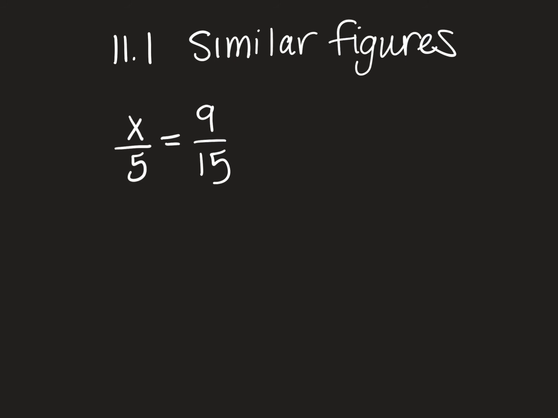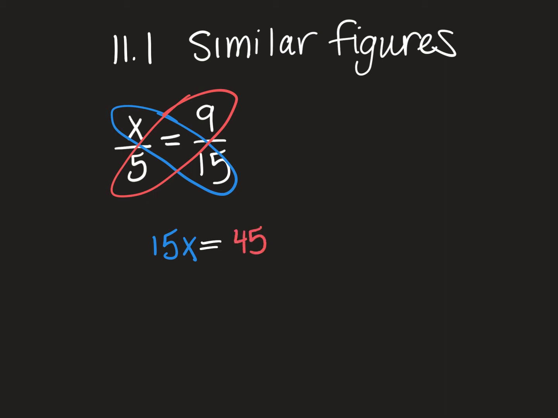I think a lot of you have learned this as the butterfly method. So you're going to multiply these two, and set the blue equal to the red. So x times 15 is 15x. And then 9 times 5 is 45. And now we're going to use our algebra skills to solve for x. Since 15 is multiplied by x, we will divide both sides by 15 to get x by itself. So x is going to be equal to 45 divided by 15, which is 3.